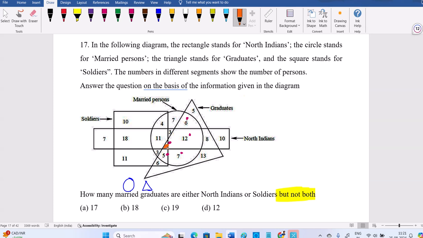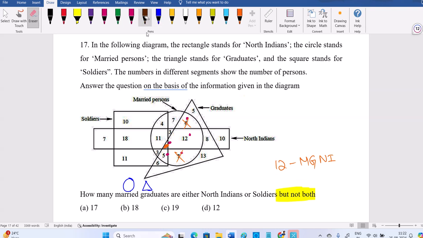This 6 is not related to North Indian, not related to soldier, but we now want this also removed. 6 is not related to North Indian or soldier. This 7 also is not related to North Indian or soldier. So 12 is okay. 12 is nothing but married, graduate, North Indian. What about this 3? 3 also married, North Indian, graduate. No, 3. No, 3 is no. Not for 3. So we have only 12 and 5 yet to check.